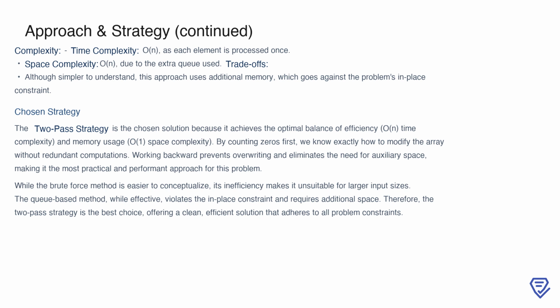Ultimately, the two-pass strategy stands out as the best choice for this problem. It strikes the perfect balance between efficiency and memory usage, achieving O(n) time complexity and O(1) space complexity. By counting zeros first, it avoids redundant computations, and its backward traversal ensures no premature overwrites. The brute force method, though conceptually simple, is inefficient for large inputs, and the queue-based method, while intuitive, fails to meet the in-place requirement. Therefore, the two-pass strategy provides the most practical and performant solution to duplicate zeros effectively.